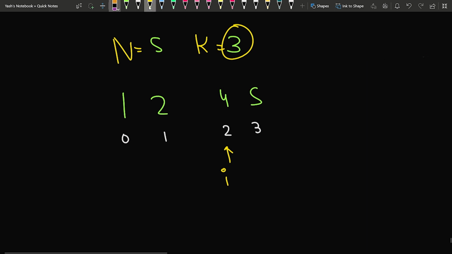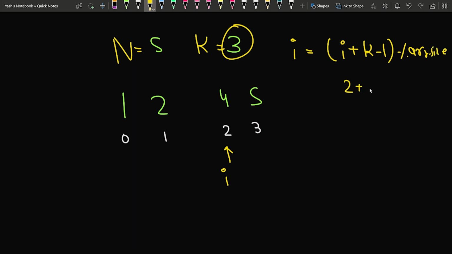What we can basically do here is say that I is equal to I plus k minus 1, modulo the size of the array. So array dot size, modulo the current array size. So in that case, what will happen? 2 plus 2 minus 1, that will be 2. Then I'll take the modulo with the size of the array, so that will be 4. So 4 modulo 4 will give me what? It will give me 0.